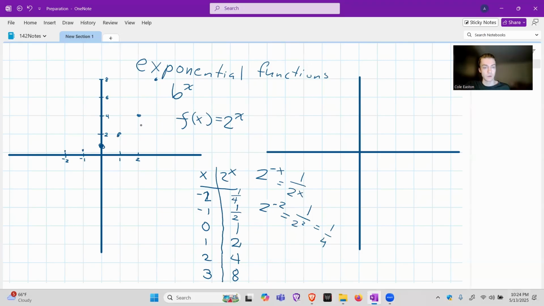Negative 2 is a quarter. And if we think about what's going to happen, we're going to keep cutting them in half. So they're never going to quite reach 0, but they're going to get really close. And they can never become negative either, right? Because they're positive, and cutting them in half is going to keep them positive. So let's do our best to connect these points.